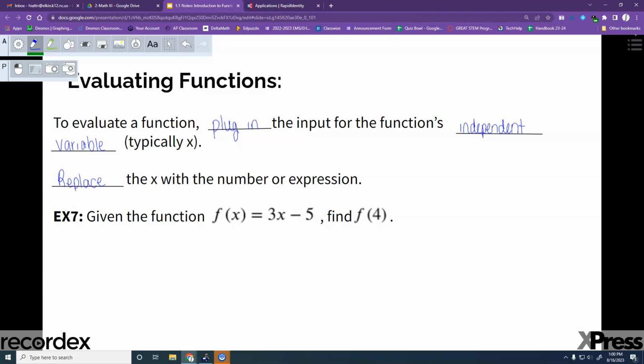This should hopefully be familiar notation, things you have seen before. So if we have something like f of x equals 3x minus 5, and it asks us to find f of 4, what that means is plug in 4 for x. We can label it f of 4, but that's really just labeling it. It's not something we've got to actually do any work with. And where that x is at, we're going to put a 4 instead. I encourage you to always put parentheses around it.